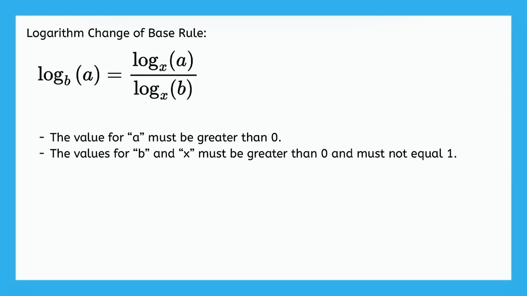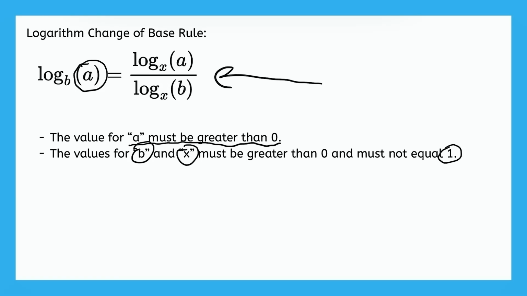The reason for these parameters is that if we don't follow them, for example, if we had a value for a right here that was negative, then it's going to give us an undefined value. And in the same way, if we have a negative for b or x, or the number exactly 1 for b or x, then it's going to give us an undefined value. But as long as we follow these parameters, then we know that the change of base rule applies.